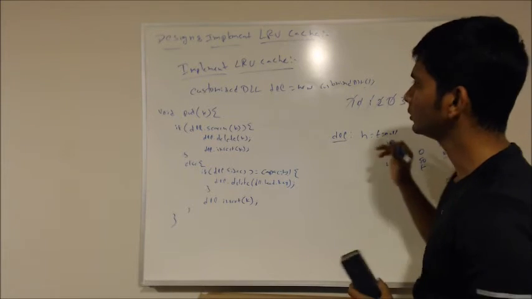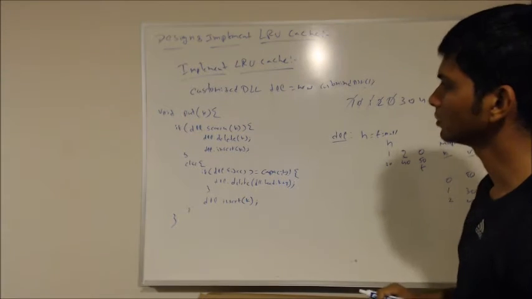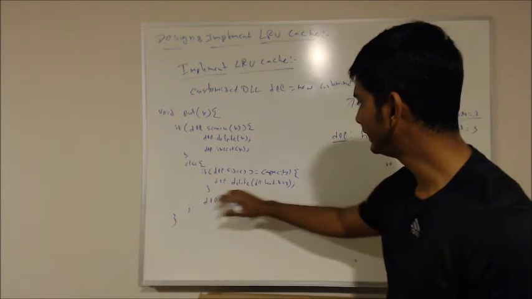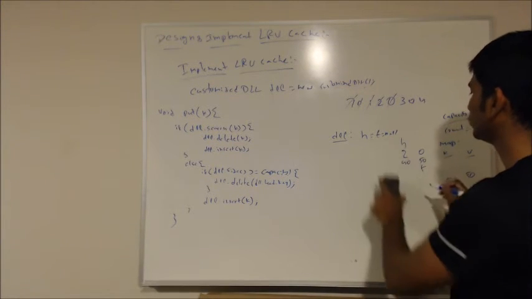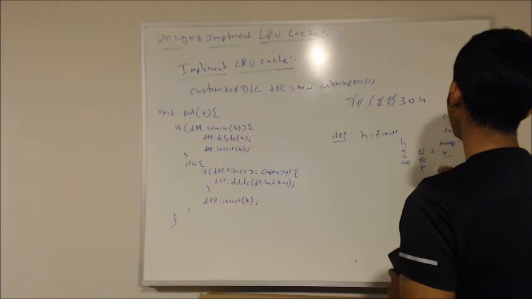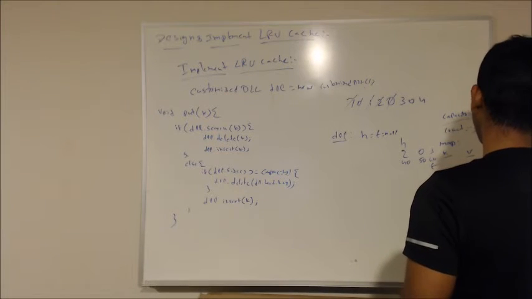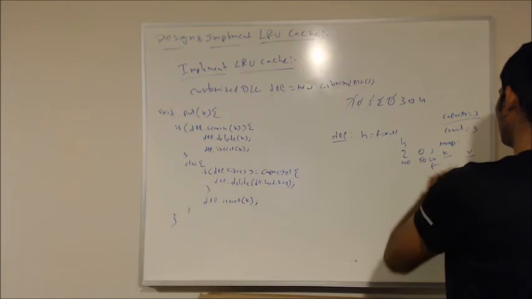Let's call put on 3. So we'll again search for whether 3 is present or not. It isn't, so we check whether the capacity is reached. Yes. Then what do we do? We delete the first entry and we update the head to the new position, and then we insert 3 here, let's say its address is 60, and then we update the tail, and we insert the 3 entry in the map with 60.